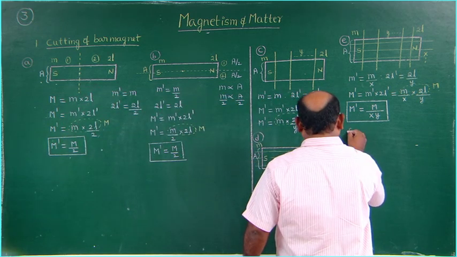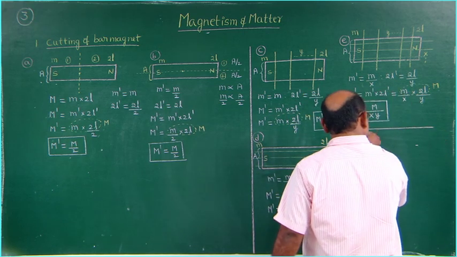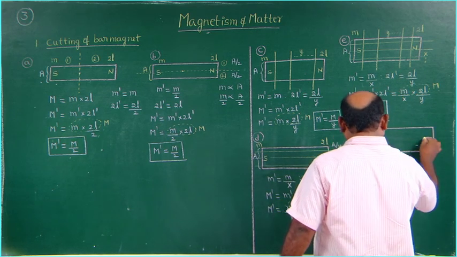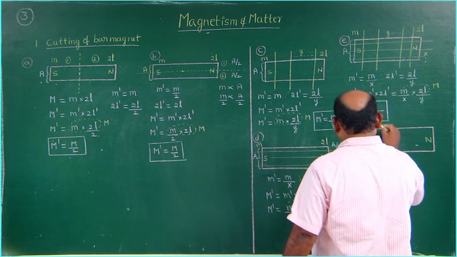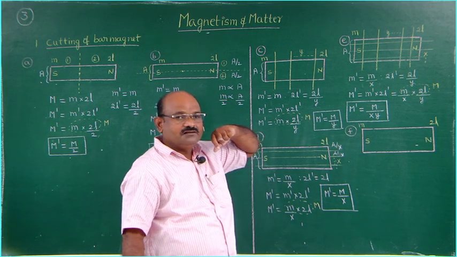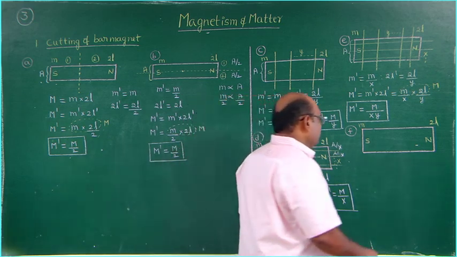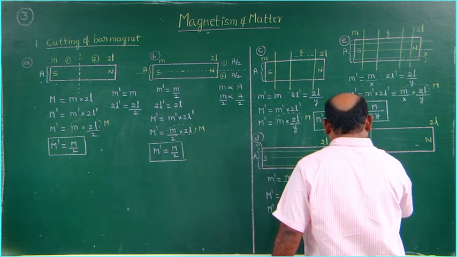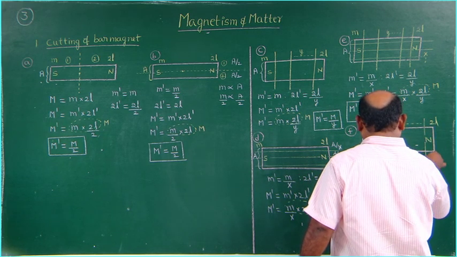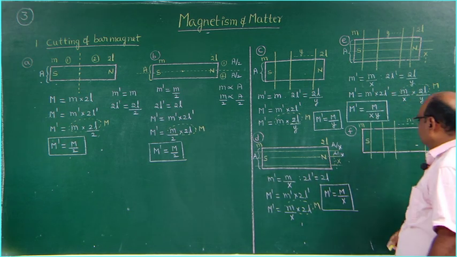One more question. Assume it is a bar magnet, so this is the south pole and it is the north pole. Pole strength is m, magnetic length is 2L. In the earlier case, during the x cutting and y cutting, they are different. But in this case, now it is made n equal parts along the y direction, y cutting.